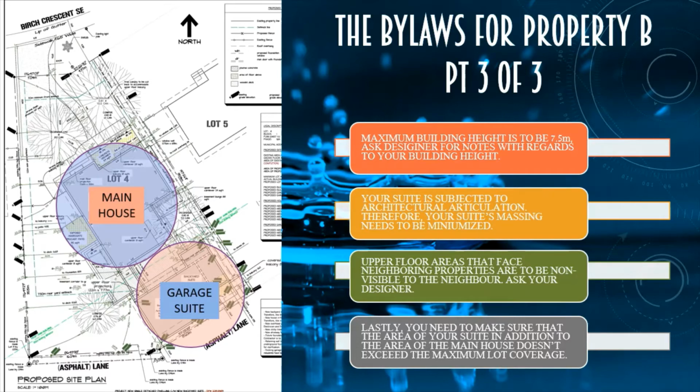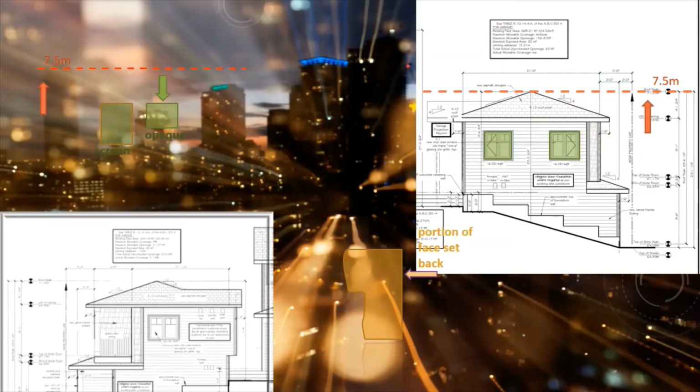You don't want your suite to be one ginormous block that obstructs the main house from the rear lane. Then we also have to consider that the upper floor windows, if they're neighboring our neighbor's property and can view inside, have to be some form of opaque or privacy screen. We have to protect the privacy of our neighbors. And then lastly, when we build our suite, we also have to be conscious of the area of the suite and the area of our main house. Both areas fall within the maximum allowable lot coverage. You may have to speak with your designer to ensure that your house and your suite still stay within your maximum allowable lot coverage.